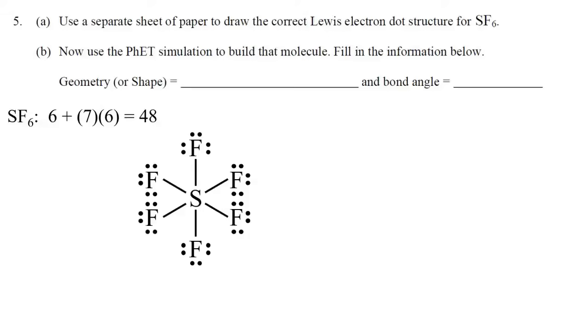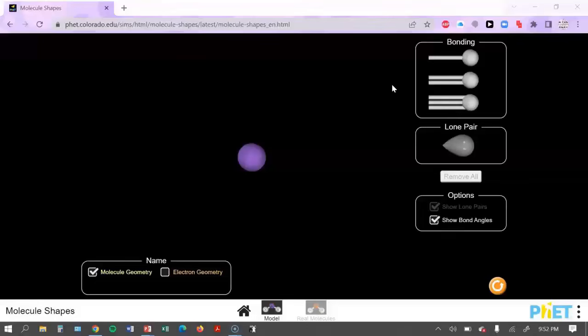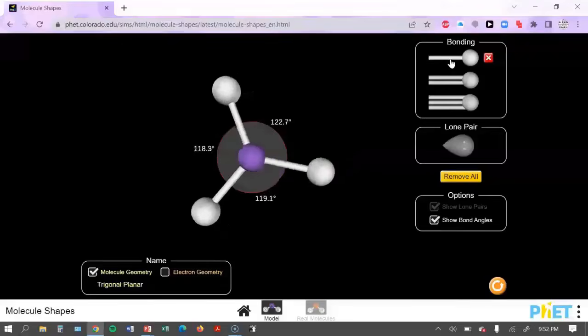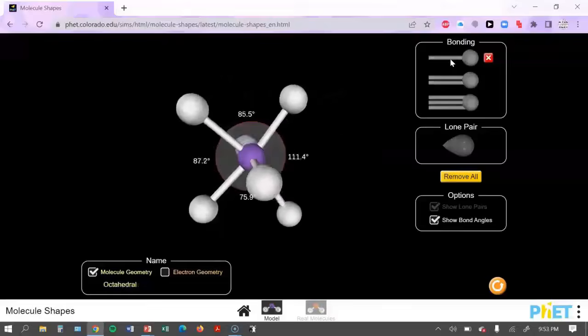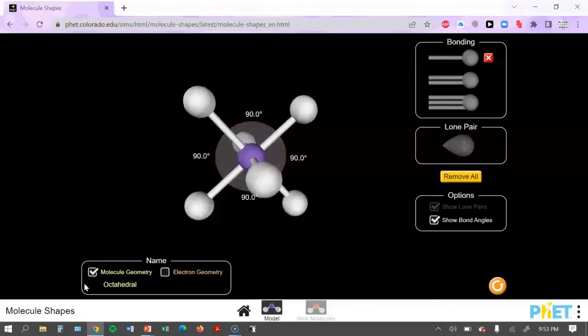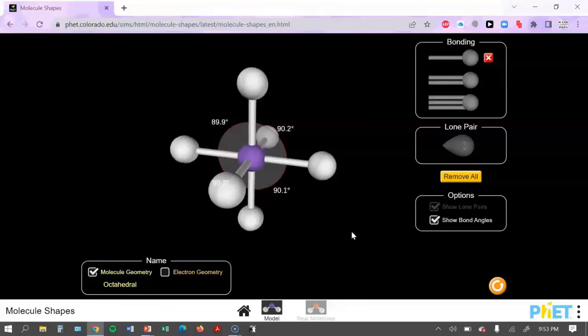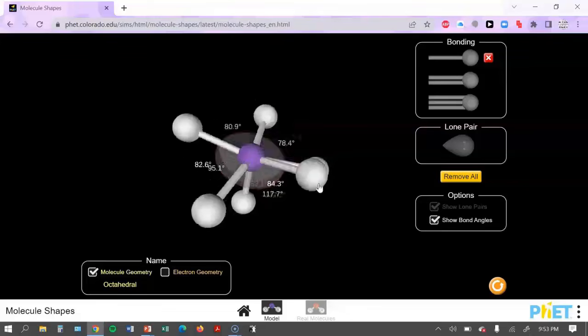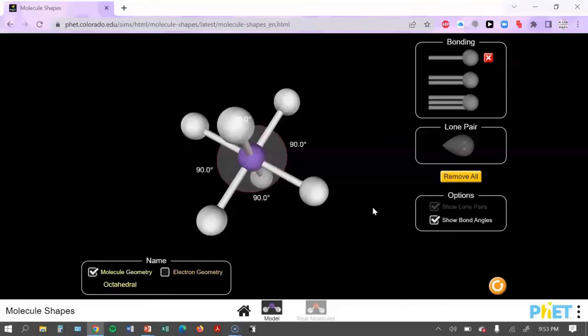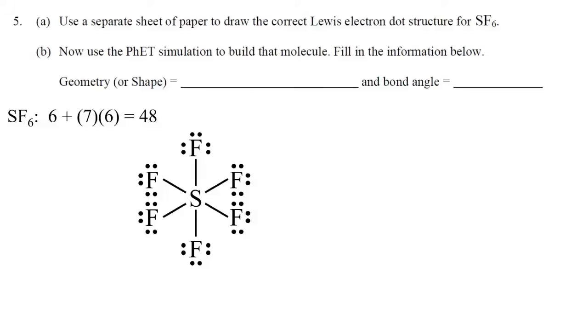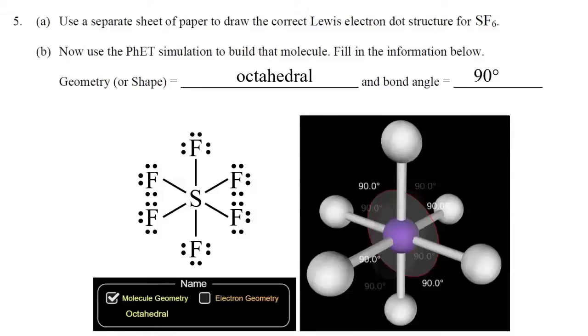Now let's use the PhET simulation to build this molecule. When we use the PhET simulation to build this molecule, we need 1, 2, 3, 4, 5, 6 single bonds. And we can see that the molecule geometry is called octahedral, and no matter how I rotate this molecule, all of the bond angles are 90 degrees. So the answer to number 5, part B, is that the shape is octahedral and the bond angle is 90 degrees.